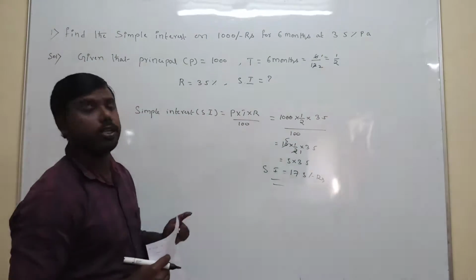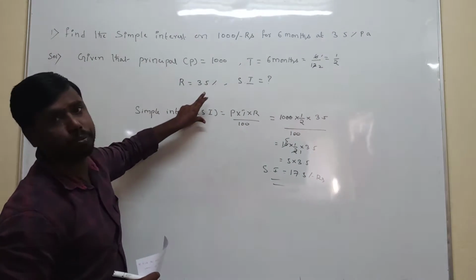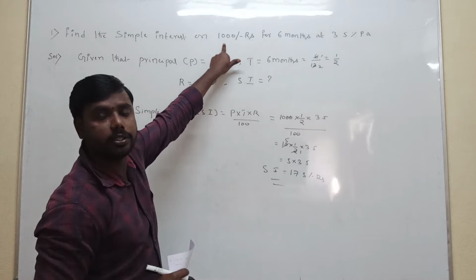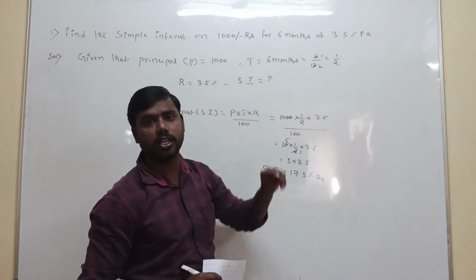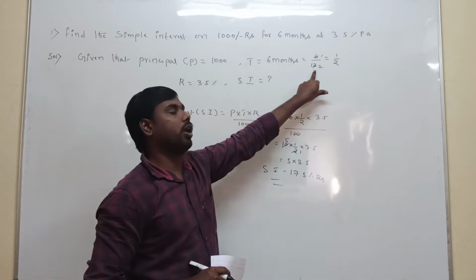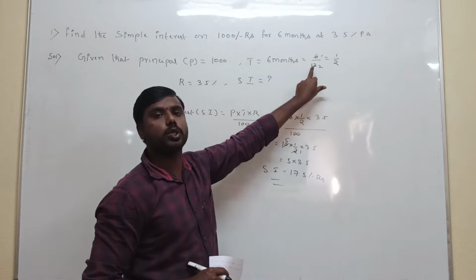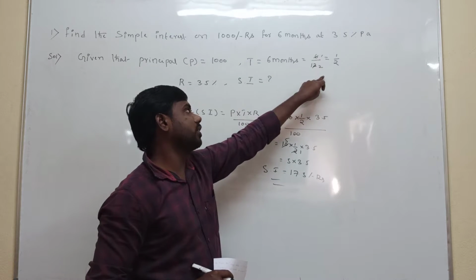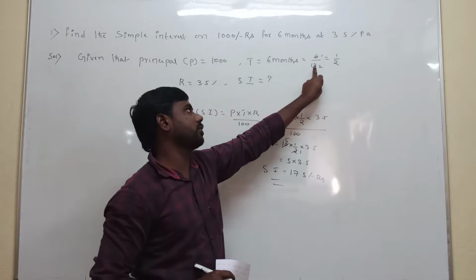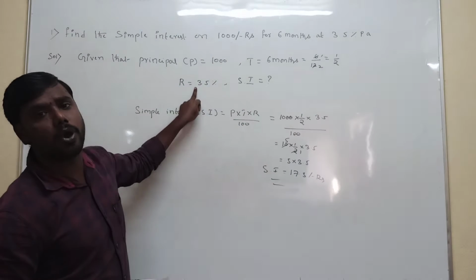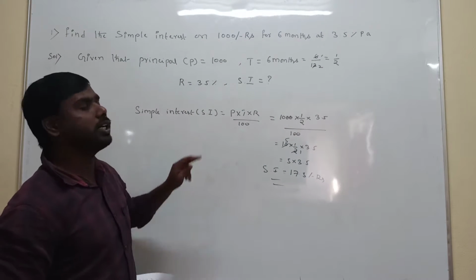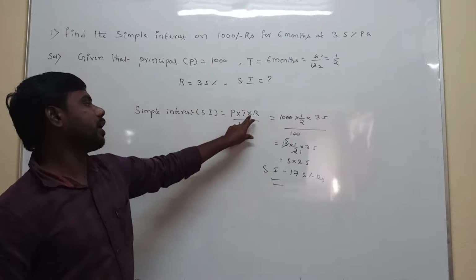Listen once again. They are asking us to calculate simple interest. Principal amount they given 1000 rupees. Time they given 6 months. To convert 6 months to years, it is 6 by 12, because there are 12 months in 1 year. That's why given months divided by total months is equal to 1 by 2. Rate of interest R is equal to 3.5%. We need to calculate simple interest; the formula is PTR by 100.